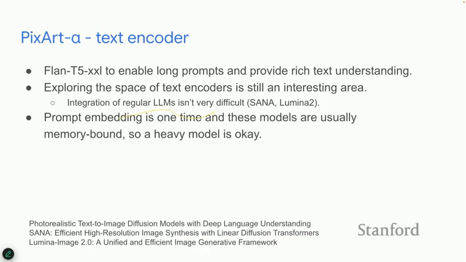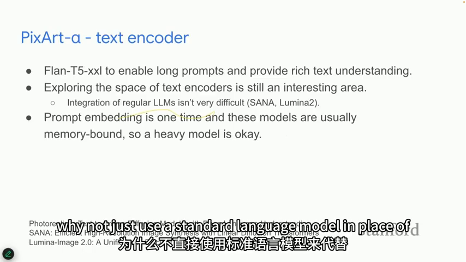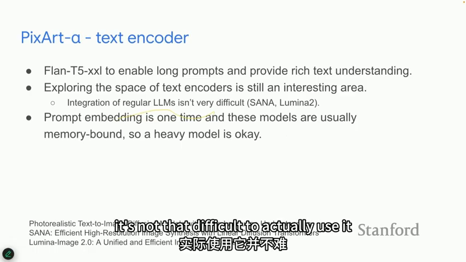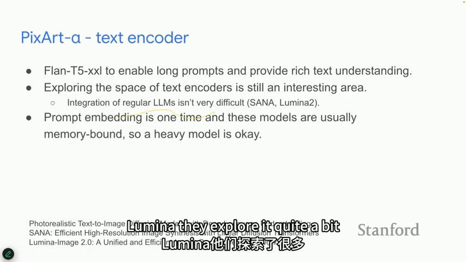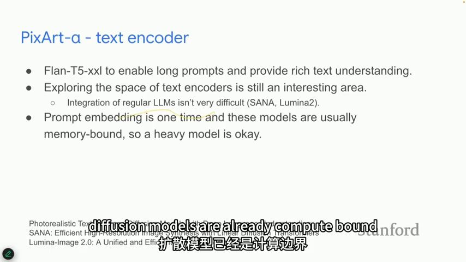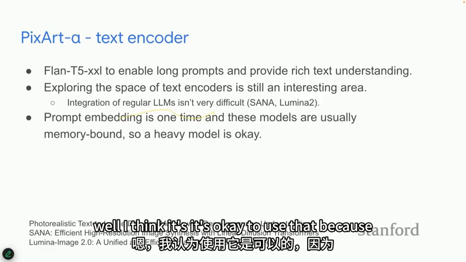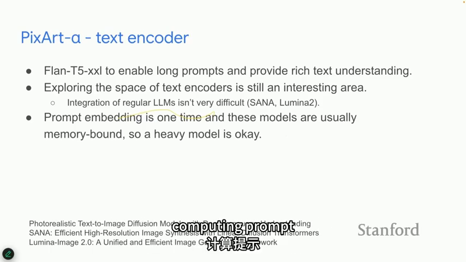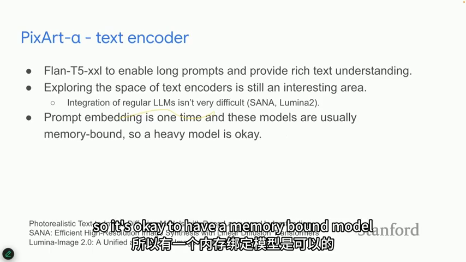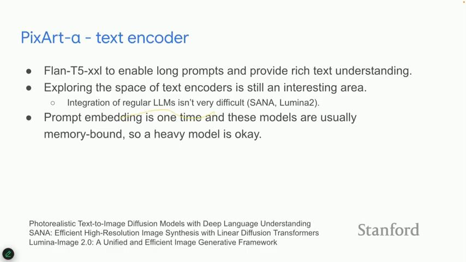So that's there. And also exploring the space of text encoders is still a good research problem to take a look at. And if you were wondering why not just use a standard language model in place of T5, well, it's not that difficult to actually use it. Many works like Lumina explore it quite a bit. And if you were wondering, diffusion models are already compute bound, so why add the baggage of another heavy model? Well, I think it's okay to use that, because computing the prompt embedding is a one-step process. So it's okay to have a memory bound model like a large language model in the mix. Cool.